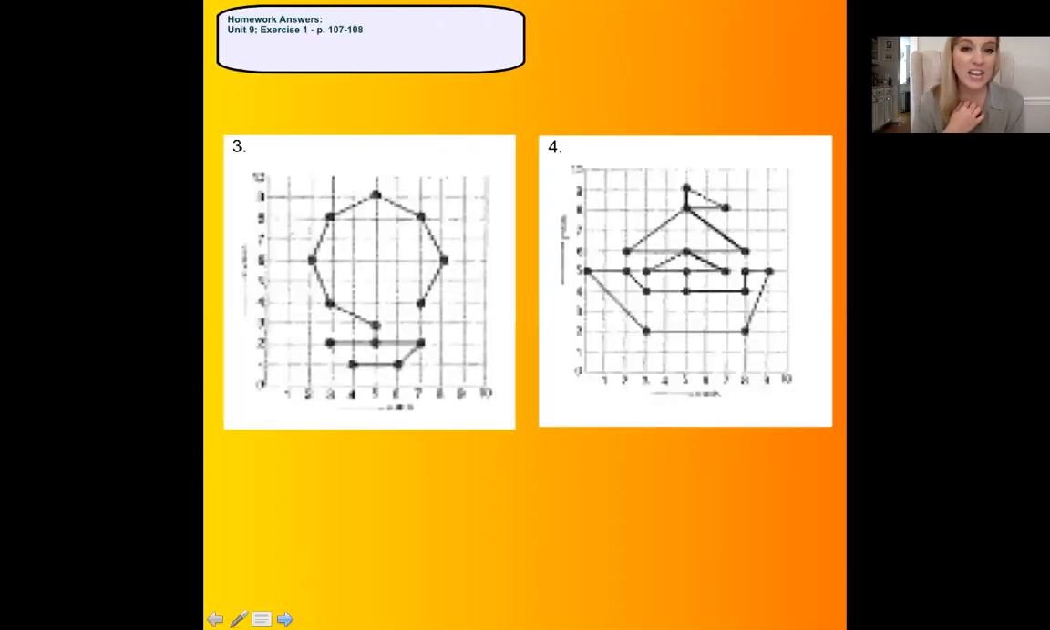Okay. For page 108, you were given a bunch of ordered pairs you had to plot, and you were given an image to create. So for number 3, you should have had this image. Let's see, 1, 2, 3, 4, 5, 6, 7. Kind of looks like almost an octagon with a little trapezoid at the bottom. And for number 4, you actually made a sailboat if you got all the ordered pairs correctly.